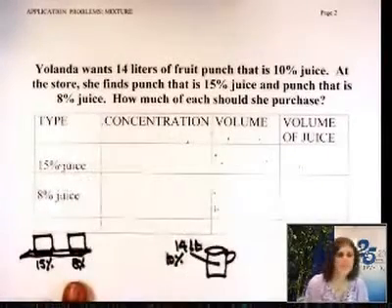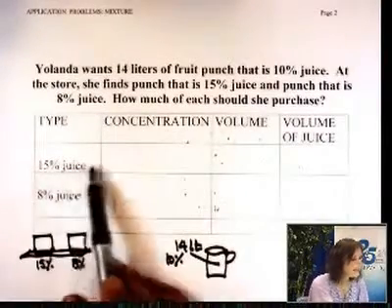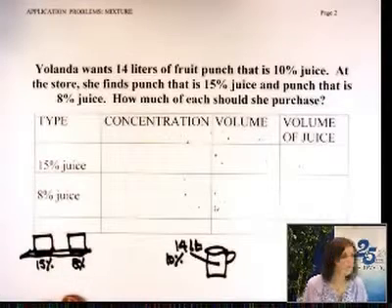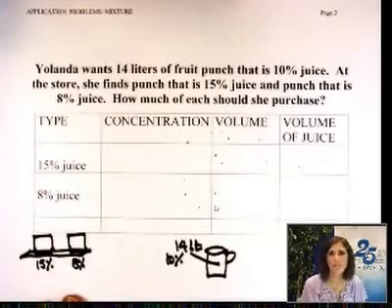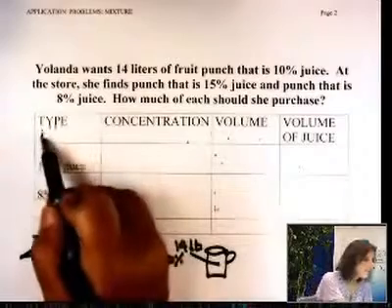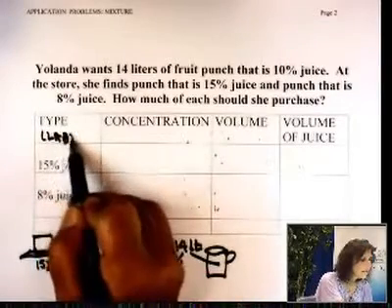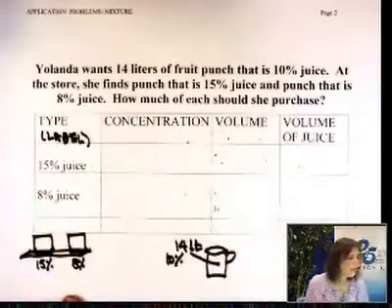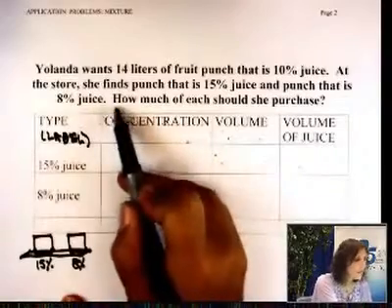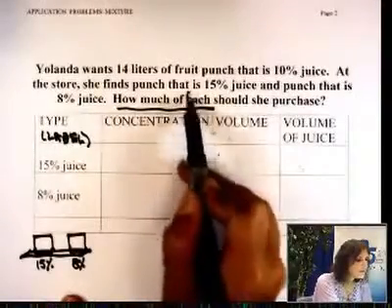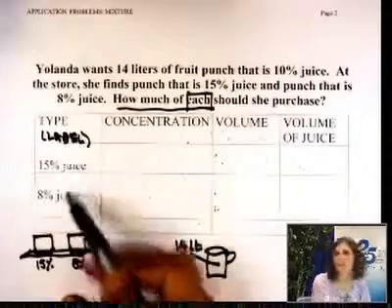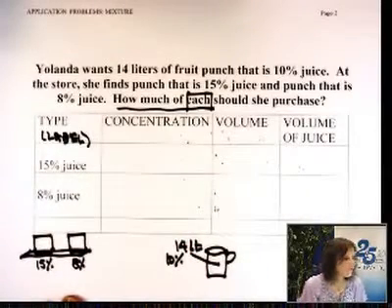Type of what you're mixing. You're mixing 15% with 8%. So if they give you names, just label it that way. The type is pretty much just the label of what we're talking about. And the question gives it away: how much of each? So we are mixing two things. So each, that means I'm going to have two lines.